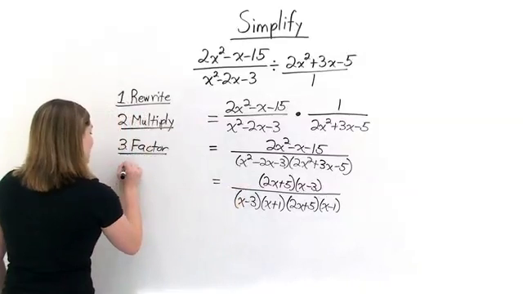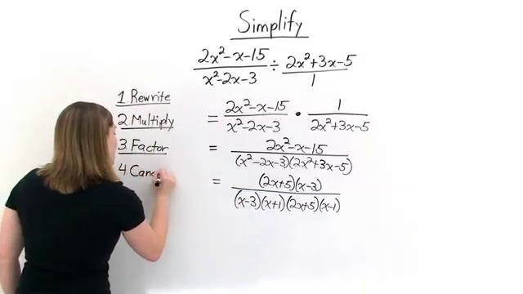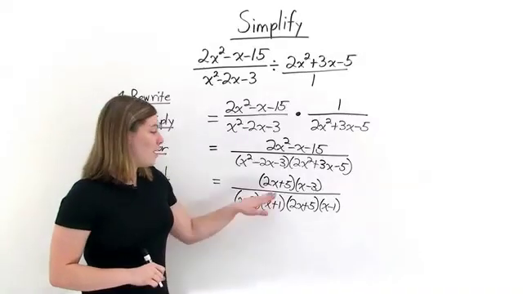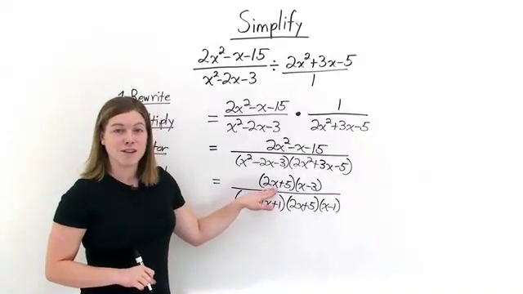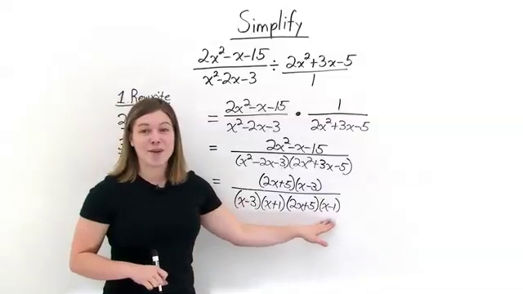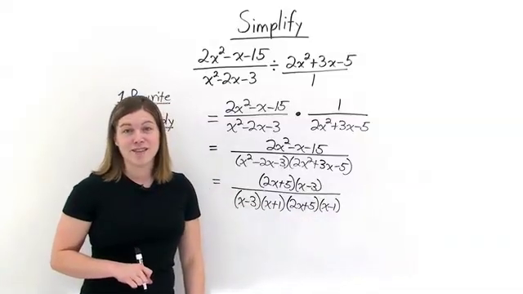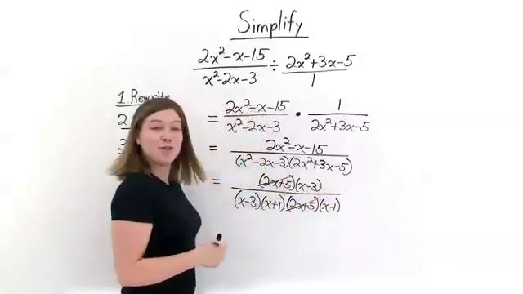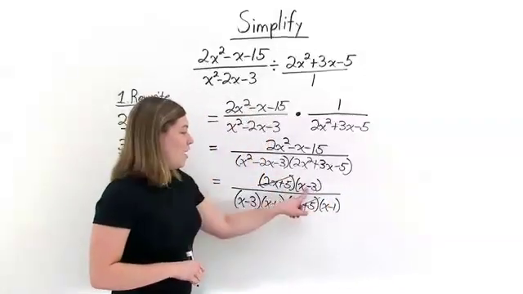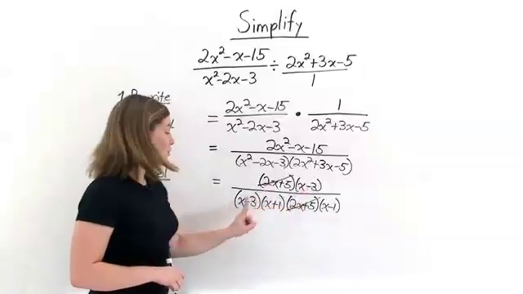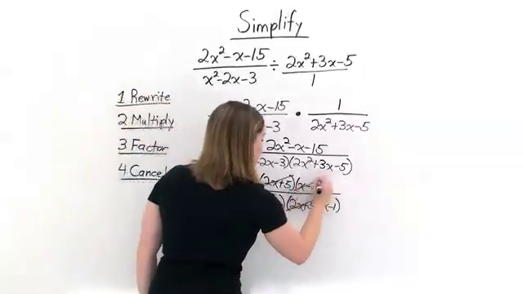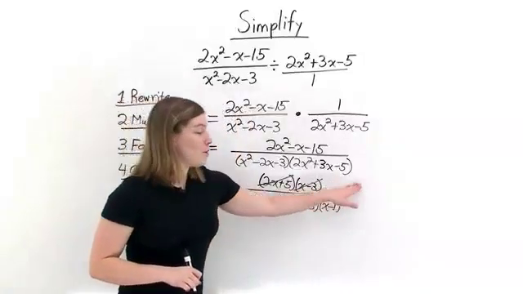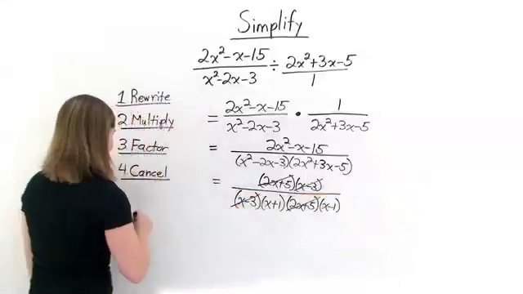In our next step, let's look at canceling out common factors in the numerator and the denominator. So starting in our numerator, we have 2x plus 5. Well, is there a 2x plus 5 in the denominator that we can cancel that out with? Yes, there is. There's a 2x plus 5 in the numerator and the denominator, so we cancel those terms out. Now x minus 3. Well, there's an x minus 3 in the denominator as well, so we can cancel out those binomials. Now, we're out of terms in the numerator, so we're done canceling.